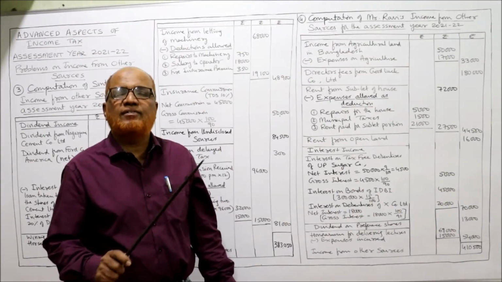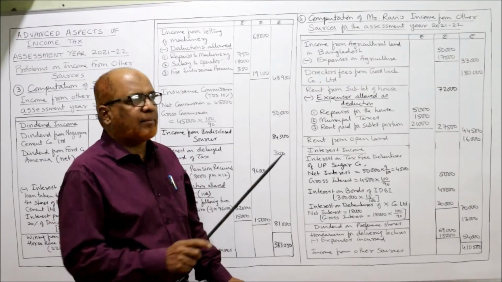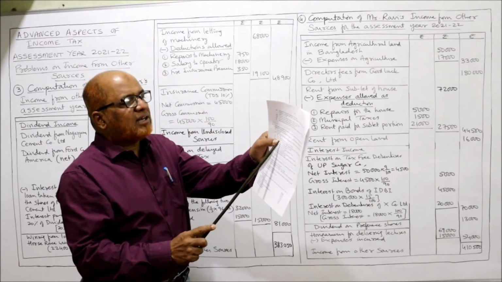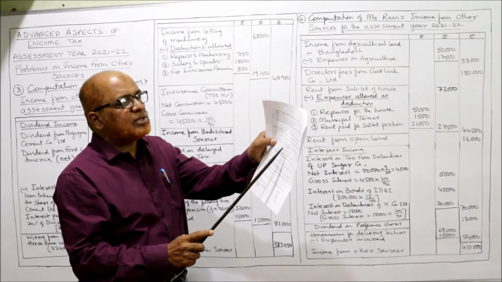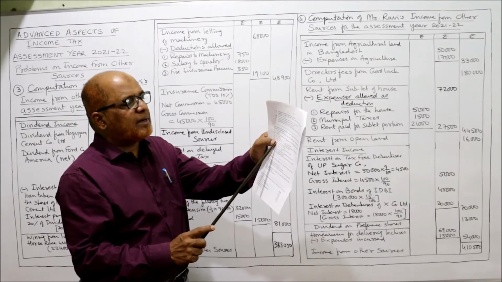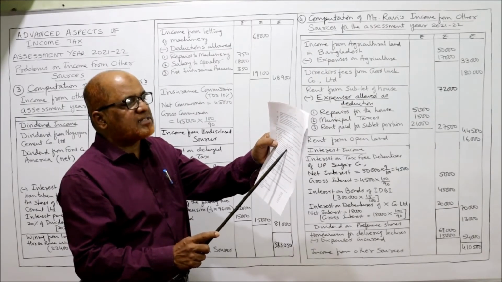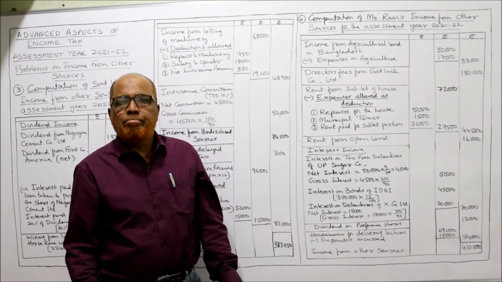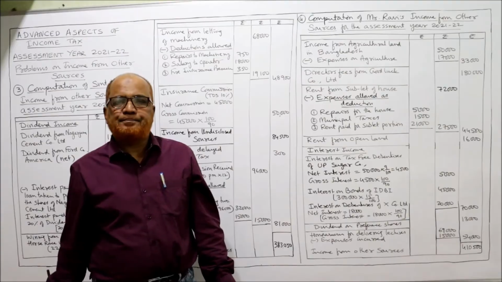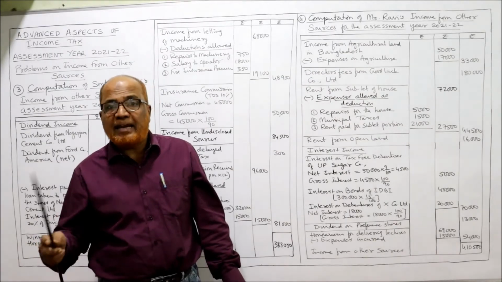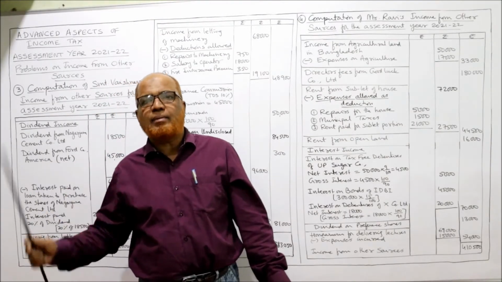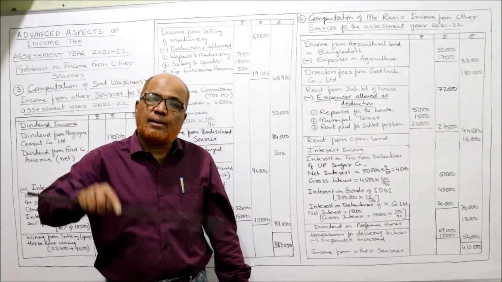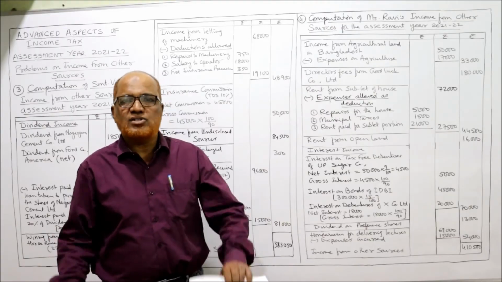Second one, director's fee from Good Luck Company Limited. Director's fees received is fully taxable under income from other sources. Next comes rent from subletting of house 72,000, repairs of the house 5,000, municipal taxes 1,500 and rent paid for the sublet portion 21,000. In the previous problem also I told you, rent from subletting a house is taxable under income from other sources. Any expenses incurred on that subletting will be allowed as deduction.